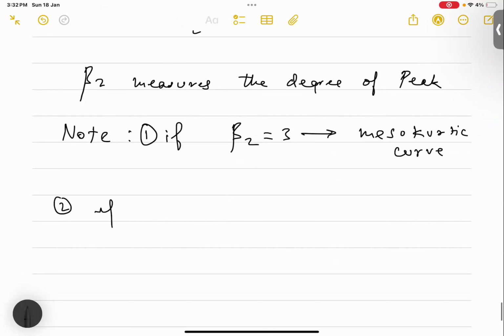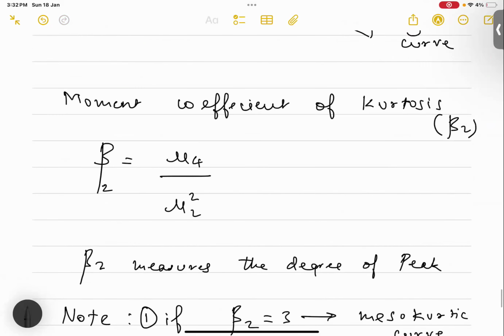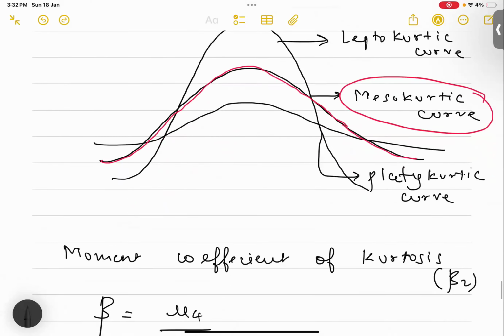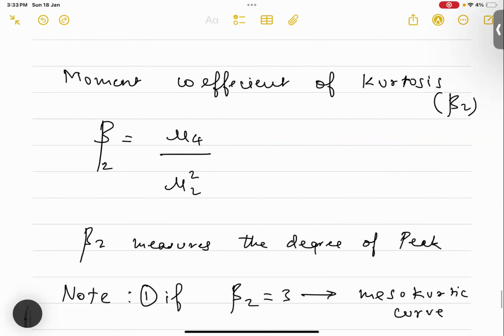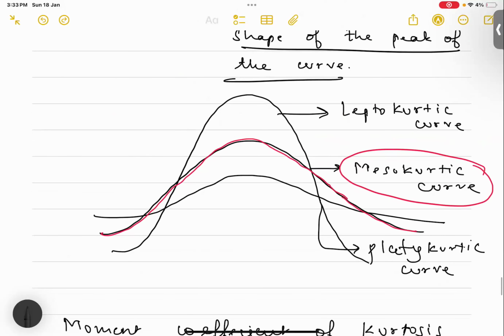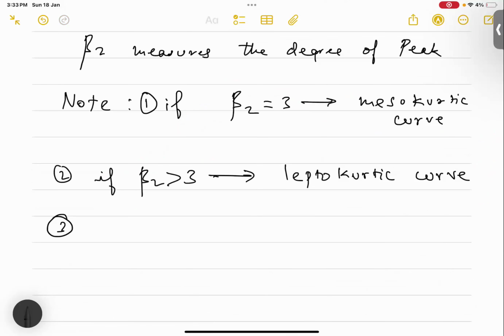Second, if beta 2 is greater than 3, we have a leptocurtic curve. So this is at the top. The peak is more than that of the mesocurtic. Mesocurtic means normal distribution curve, the standard curve, where skewness is also 0.